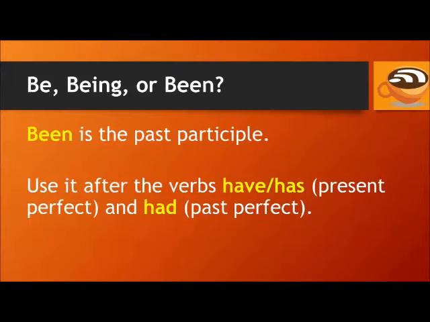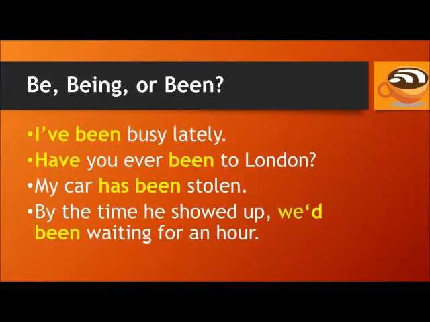Been is the past participle. Use it after the verbs have and has in the present perfect and had in the past perfect. For example, I've been busy lately. Have you ever been to London? My car has been stolen.